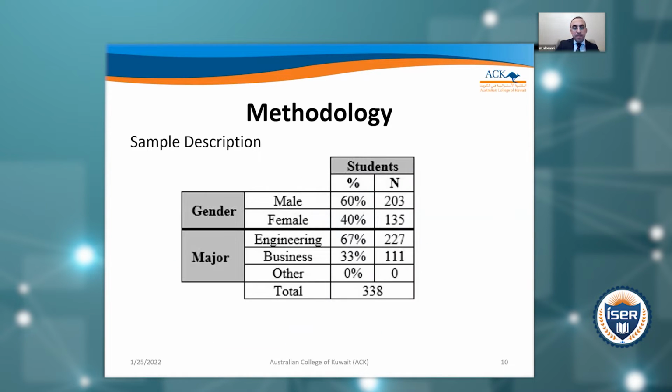Now, in our study, we have 338 students, 33% from the School of Business and 67% from engineering. 40% were females and 60% were males.